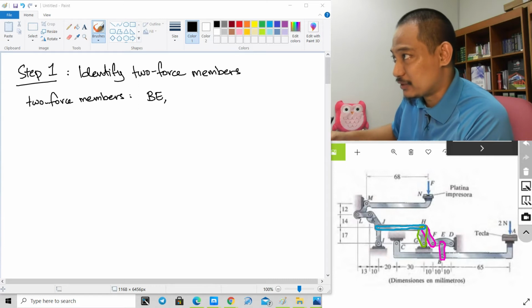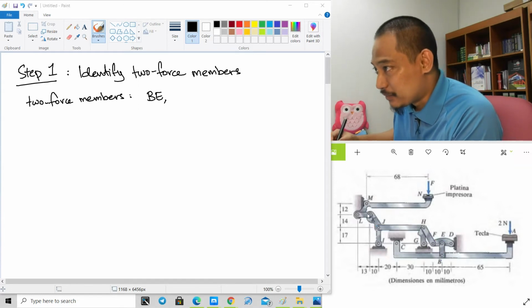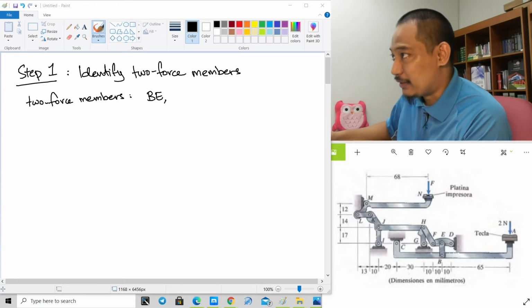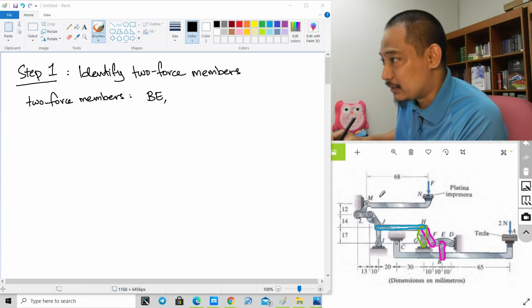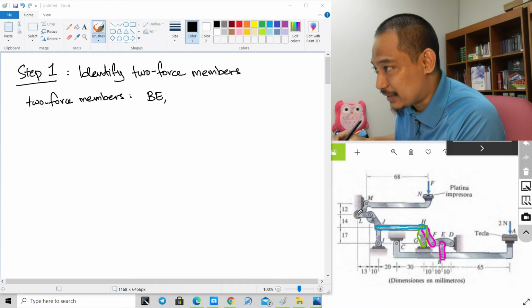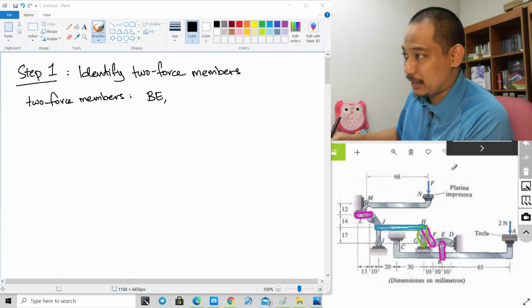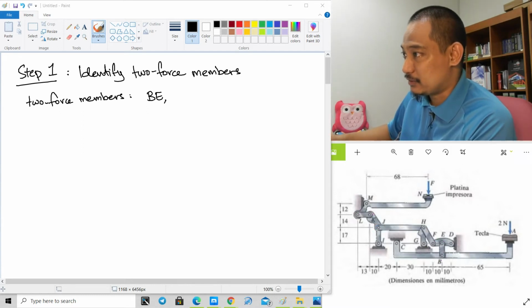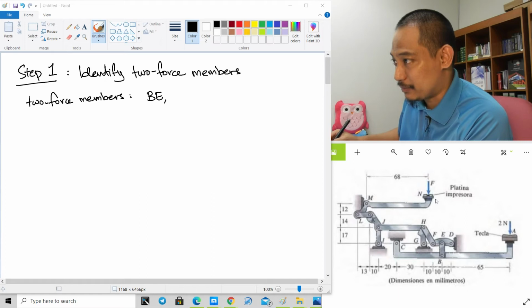If you look at the original diagram, IJK is one member there, right? IJK is one member there, and then let's use a different color. This KL is a two force member, right? KL, and that's it, because LMF is one member, a long member there, right?